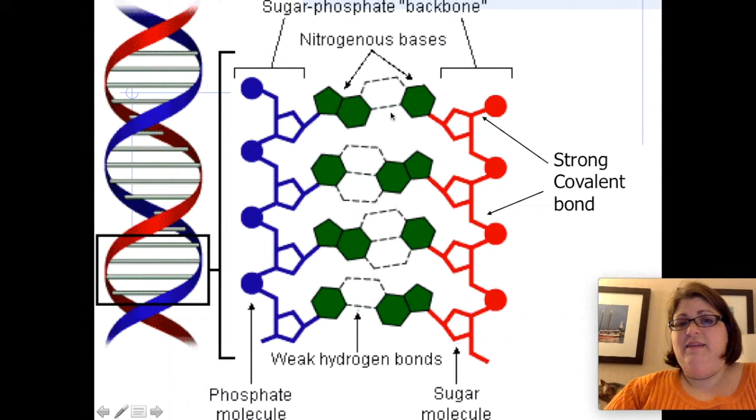So just to recap, here we have hydrogen bonds. This would be adenine because there are 2 bonds. This would be guanine because there are 3 bonds. On the side, though, where we have a very strong covalent bond between the sugar and the phosphate, that's making sure that sequence never gets messed up.